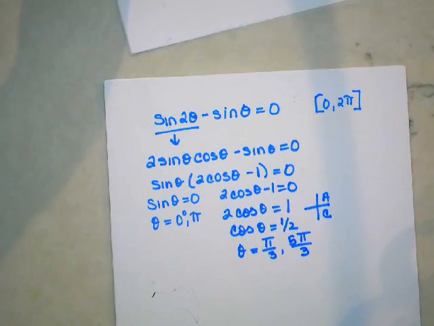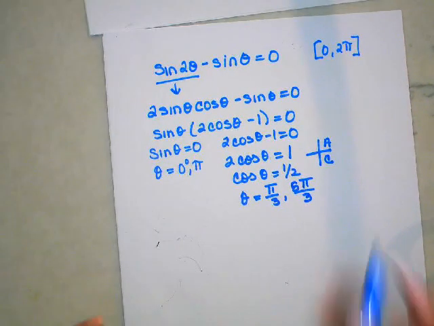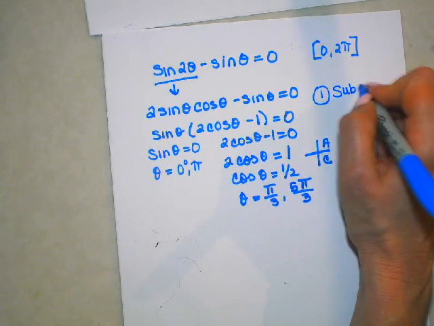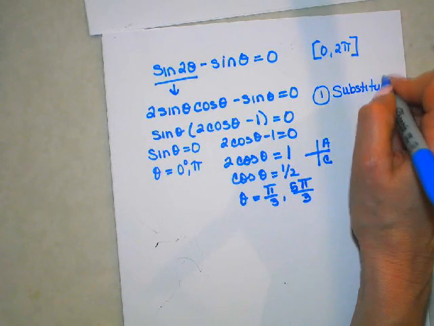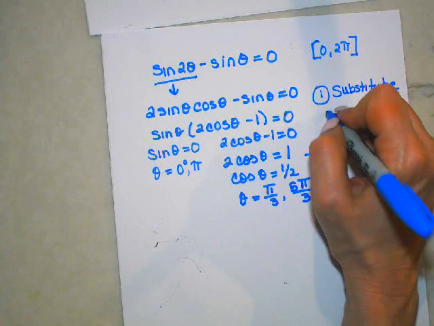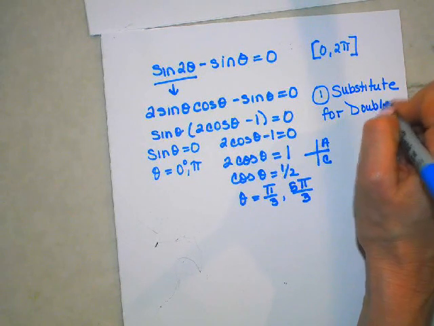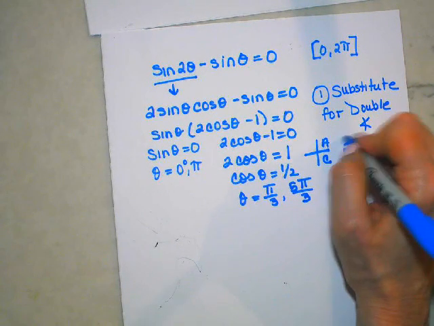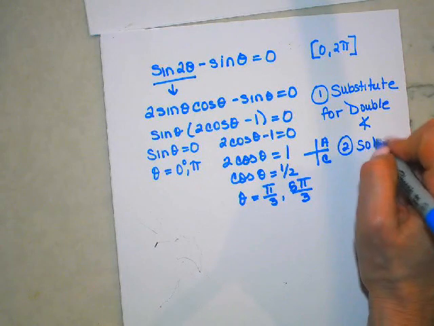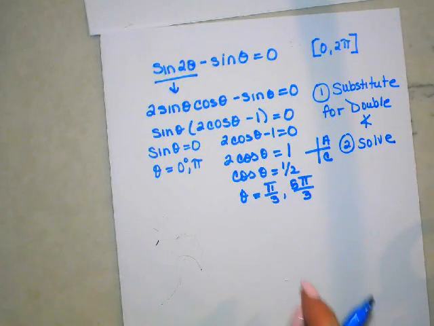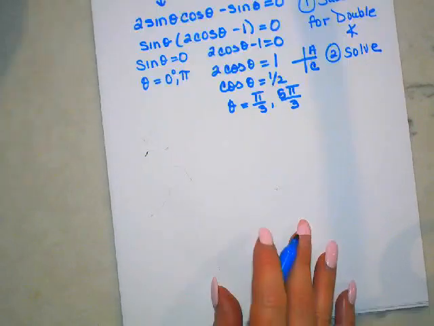Okay, let me show you another one. That's all it is, guys. First you're going to substitute for the double angle, and then you're just going to solve. And in this case, solving meant you had to factor first. Okay, let's try another one.